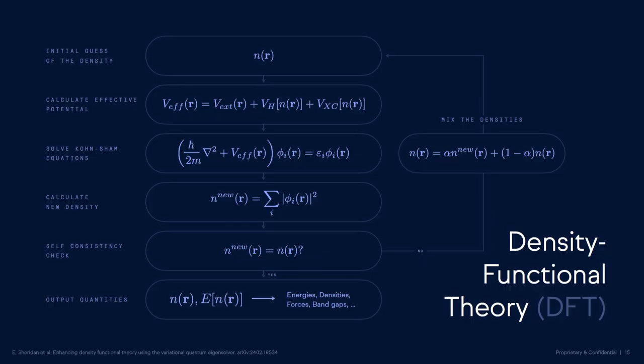But actually, this isn't quite enough, because we don't want to be just within touching distance of the capabilities of today's quantum hardware. We want to be actually within the capabilities of today's quantum hardware. So to achieve this, we took a step back and took a page out of the book from the standard method of modeling materials on a classical computer, which is called density functional theory, or DFT.